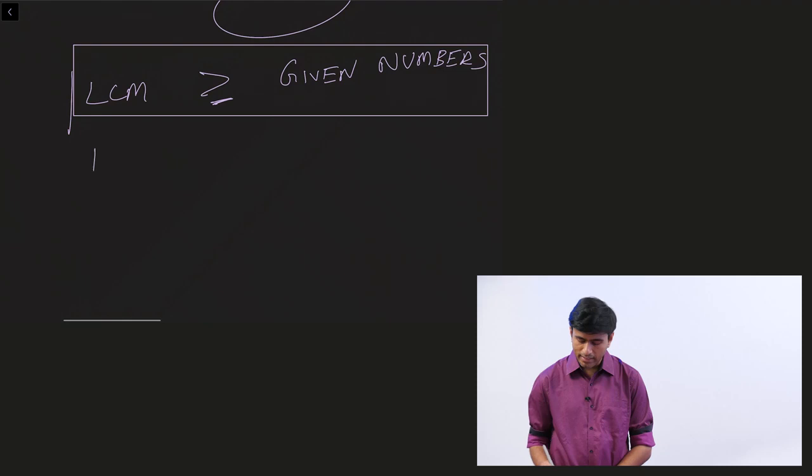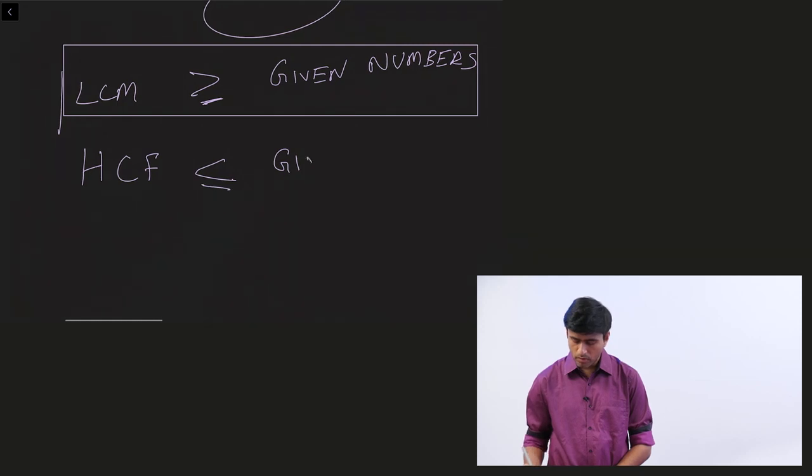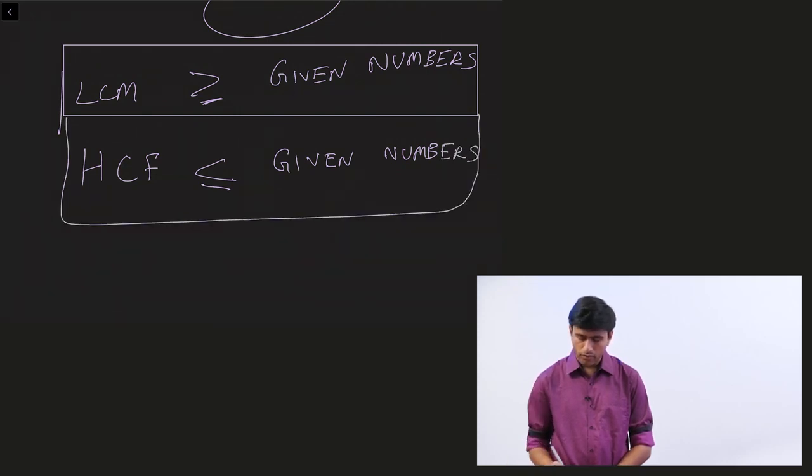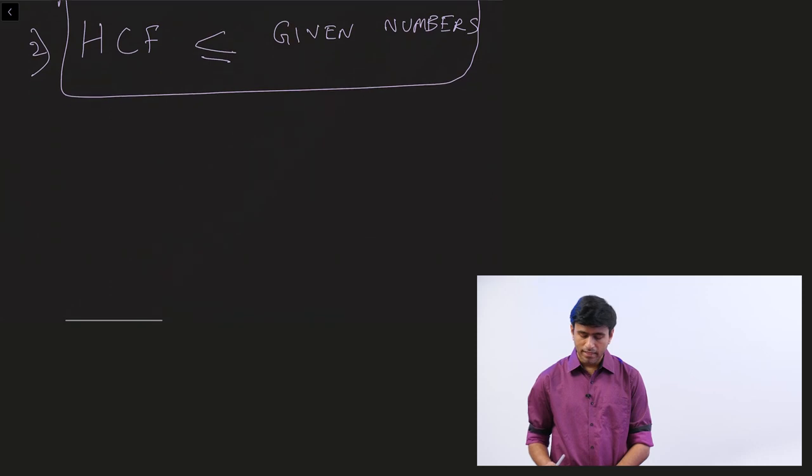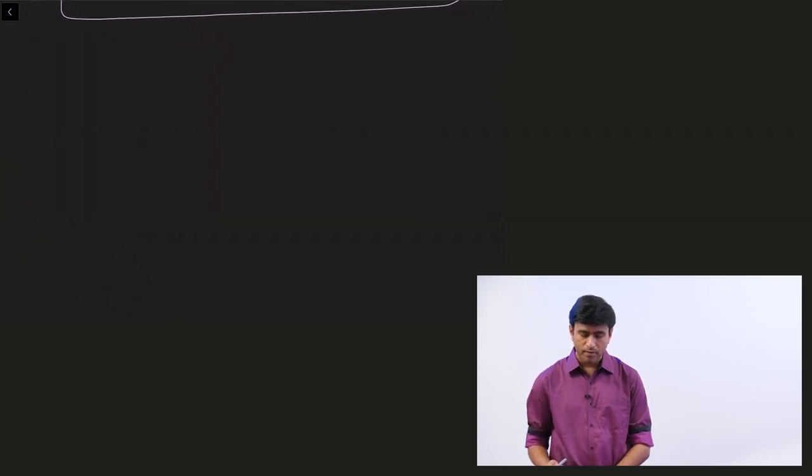We saw earlier that HCF is always less than or equal to the given numbers. So you've got two properties of HCF and LCM. Let's look at another property.